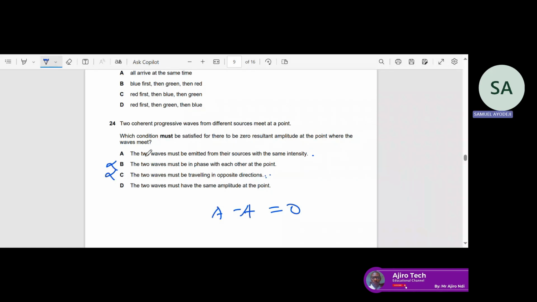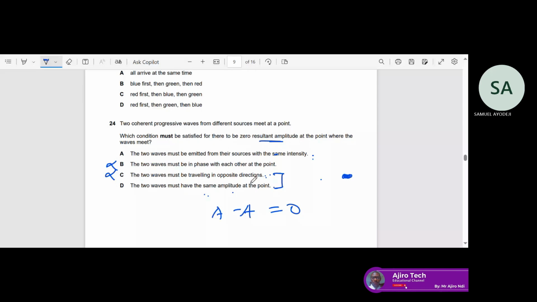Now, they must be emitted from the source with the same intensity. Amplitude is what we are talking about now. The two waves must have the same amplitude at that point, not from the source. At the point they are considering, they will have the same amplitude. So, although it's not really complete, they must have the same amplitude and they must be opposite. So these two are supposed to be together as one. That's the best way.